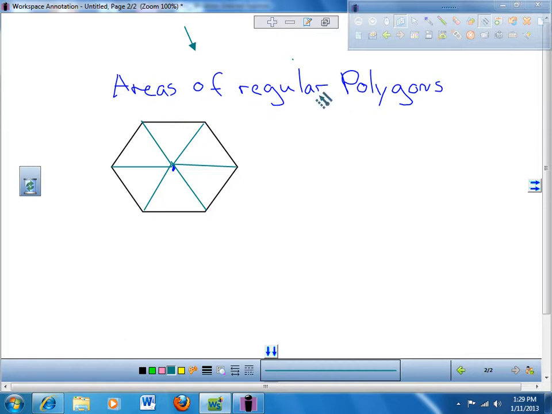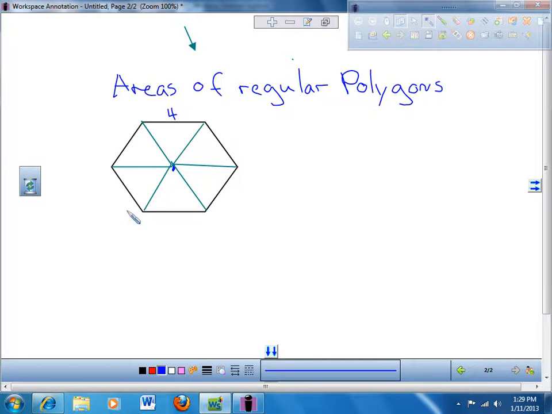We're going to find the area of regular polygons. And remember that a regular polygon is a polygon whose sides and angles are all congruent. So if I am given, for instance, that this side is 4 and it has 6 sides, I need something else. What else do I need before?